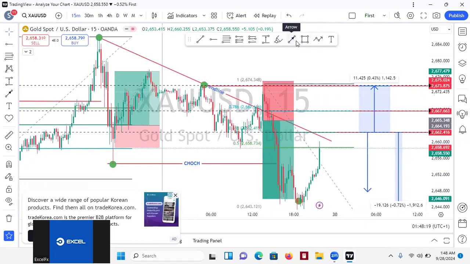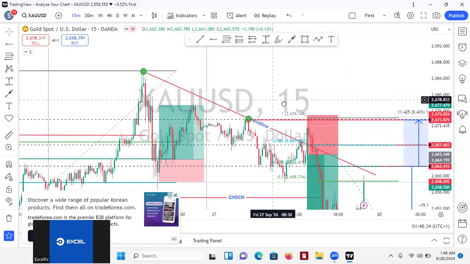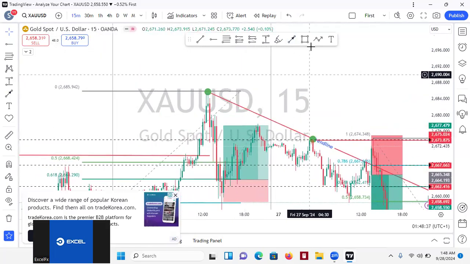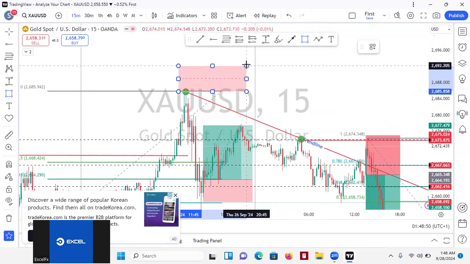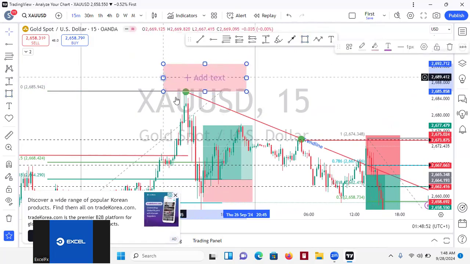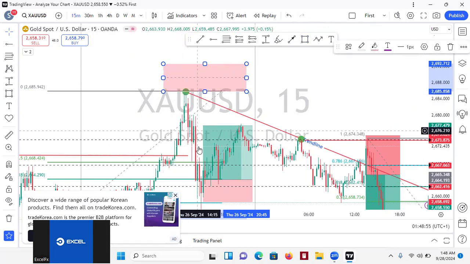Then this is the rectangular tool, very, very critical. The rectangular tool is used to mark out your resistance and your support. Just in case you don't know, resistance is a price level in the market where the price stops moving further to the upside, and then it crashes down or starts selling off. For example, this place is the resistance. As soon as the market touches here, it starts selling off.